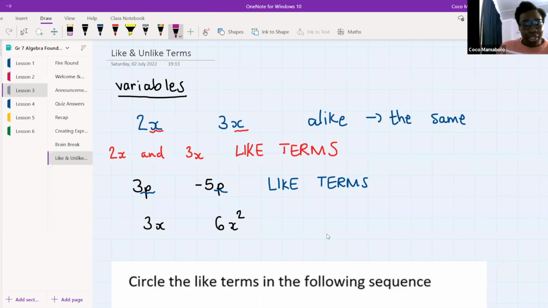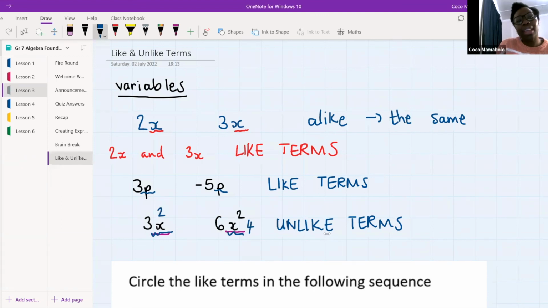Well done. Absolutely. This is x and this one is x squared. So these are called unlike terms. Unlike terms. They're not the same at all. Because if x was a number, the value of x over here and the value of x over there would be different. If x was 2, this would be 2, and over here, 2 squared would give us 4. And then that means that x isn't the same. I hope you guys understand that concept.